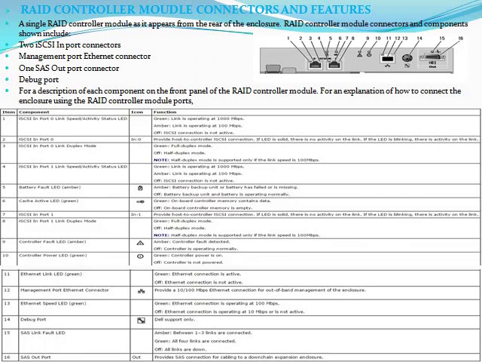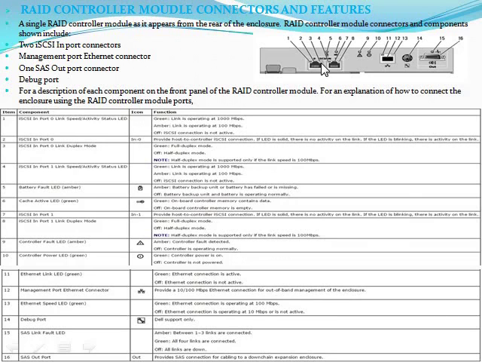Second one is iSCSI port 0. It provides the host-to-controller iSCSI connection. If it is solid, it means there is no activity on the link. If it is blinking, it means there is activity on the link.